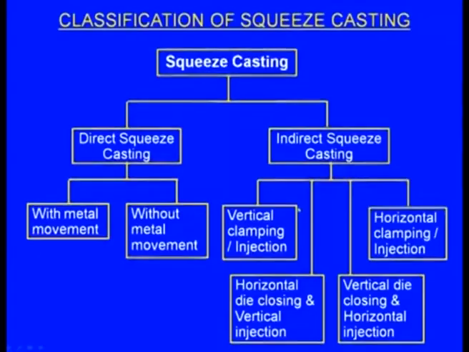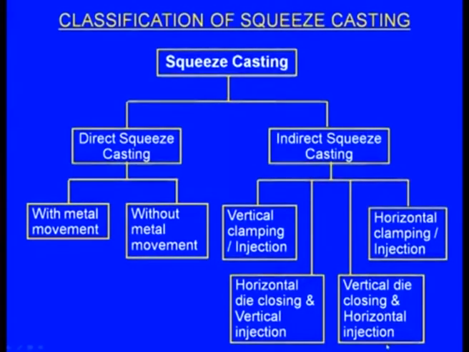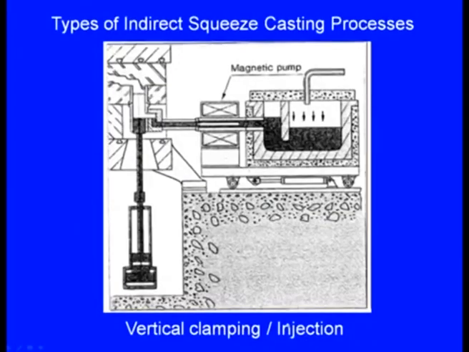Now, let us concentrate on the indirect squeeze casting process. In the indirect squeeze casting process, there are four types: vertical clamping and vertical injection, horizontal die closing and vertical injection, vertical die closing and horizontal injection, and the fourth one is horizontal clamping and horizontal injection.